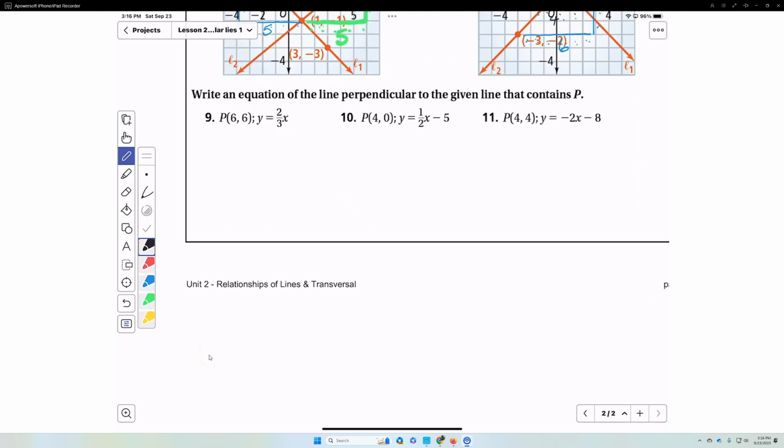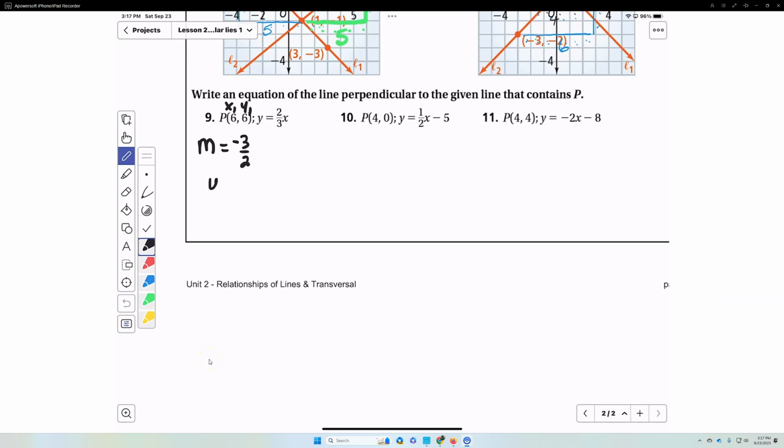In this part of the lesson, we're going to write an equation of a line that is perpendicular to the given line that contains P. Once again, this is x1, y1, and we notice that the slope is 2/3. So the slope of the perpendicular line has to be 3/2 and also negative.